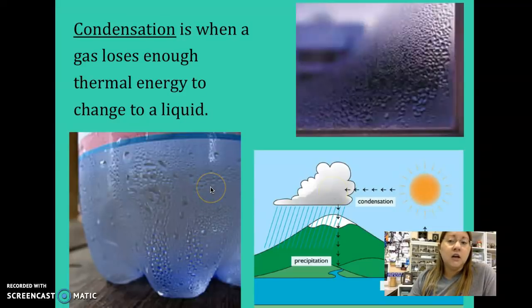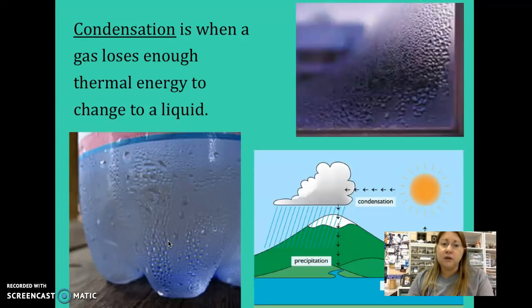So that can occur in other places as well. You may have seen that in your house on windows during the wintertime, especially when you're running the heat a lot and it's really cold outside, and on a drink like your McDonald's cup or this plastic bottle we have here. It looks like the glass or cup is sweating, but it's not.